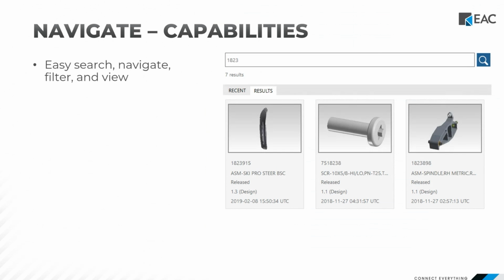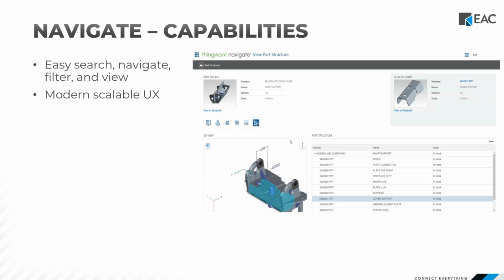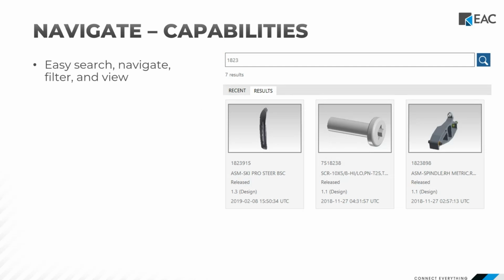Navigate provides simple searching, filtering, navigation, and viewing of product data. The screens and processes are standardized between apps, so it really does streamline and make things more consistent, and it doesn't require much in-depth training. Also, the interface is modern and scalable, and it can be utilized on your PC, of course, but it can also be opened on tablets and phones as well.